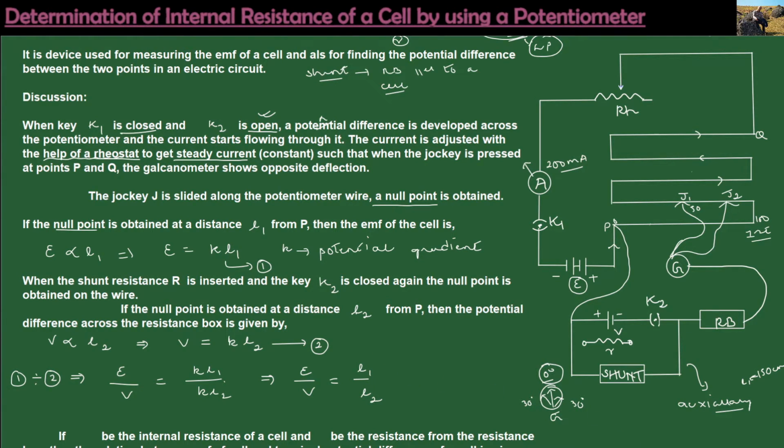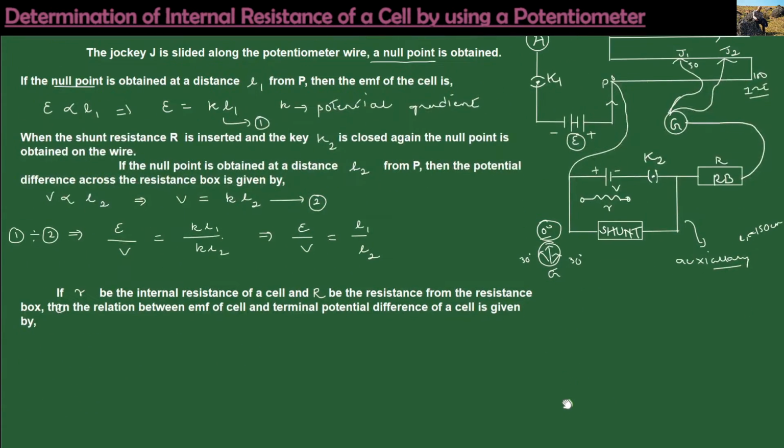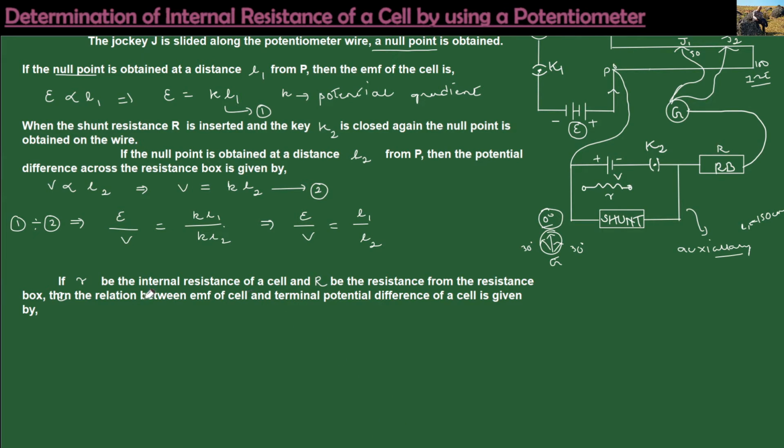So from here, if we want to find out the internal resistance of the cell, we will make some consideration. If r be the internal resistance of the cell and capital R be the resistance of this resistance box, then the relation between the EMF of the cell and the terminal potential difference is given by. So let me recall some ideas about EMF of the cell and terminal potential difference of the cell.